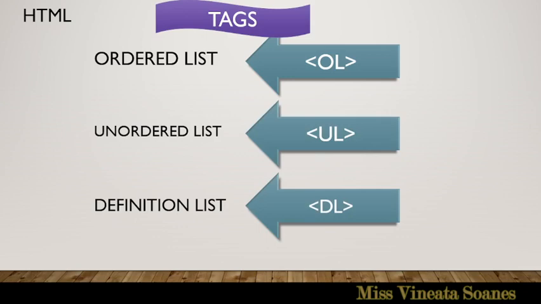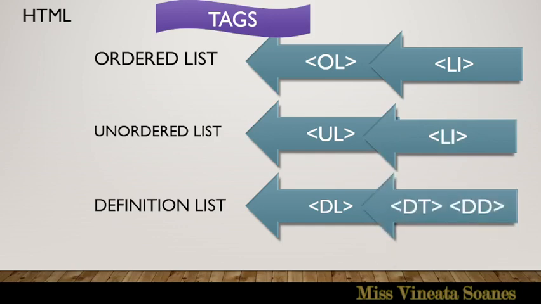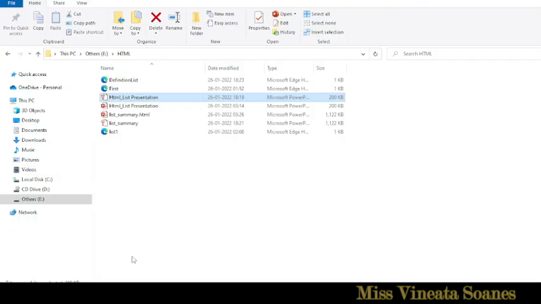Then we also have other tags associated with these tags. For an ordered list we have the LI tag, and for an unordered list also the same LI tag. But for the definition list, the DL tag, there are two other tags associated with it, the DT and the DD. Once you know the tags and everything we have to use, we can now do this practically. So let's do this practically.